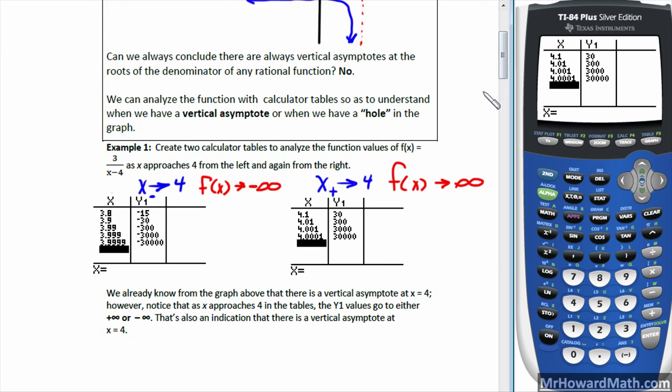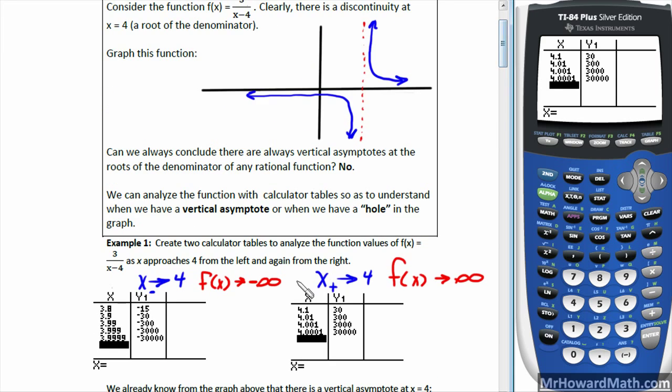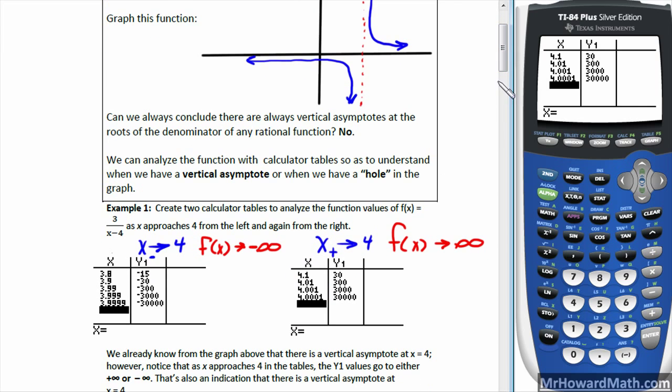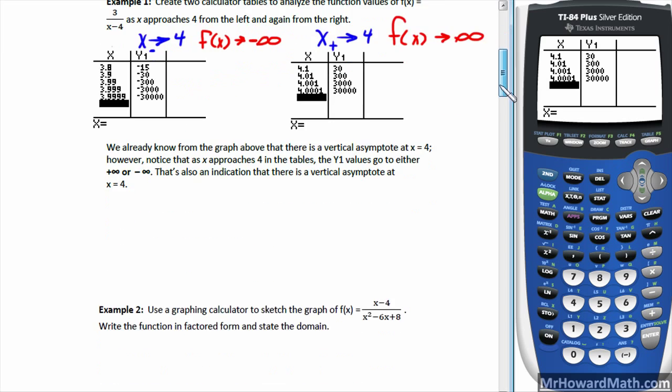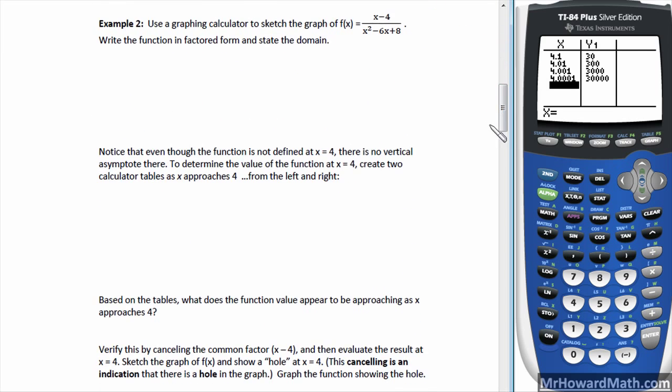So continuing on here, it says we already know from the graph above that there's a vertical asymptote at x equals 4. We drew that in. However, notice that as x approaches 4 in the table, the y values go to either positive or negative infinity. That's also an indication that there is a vertical asymptote at x equals 4. So the table values are proving what we see in our graph here. And so the behavior of the f of x values is what we're really looking at. As x approaches the value of 4 from either direction, what are the y values doing? And if they approach positive or negative infinity, then that is an indication of a vertical asymptote. That is the point there for that problem.